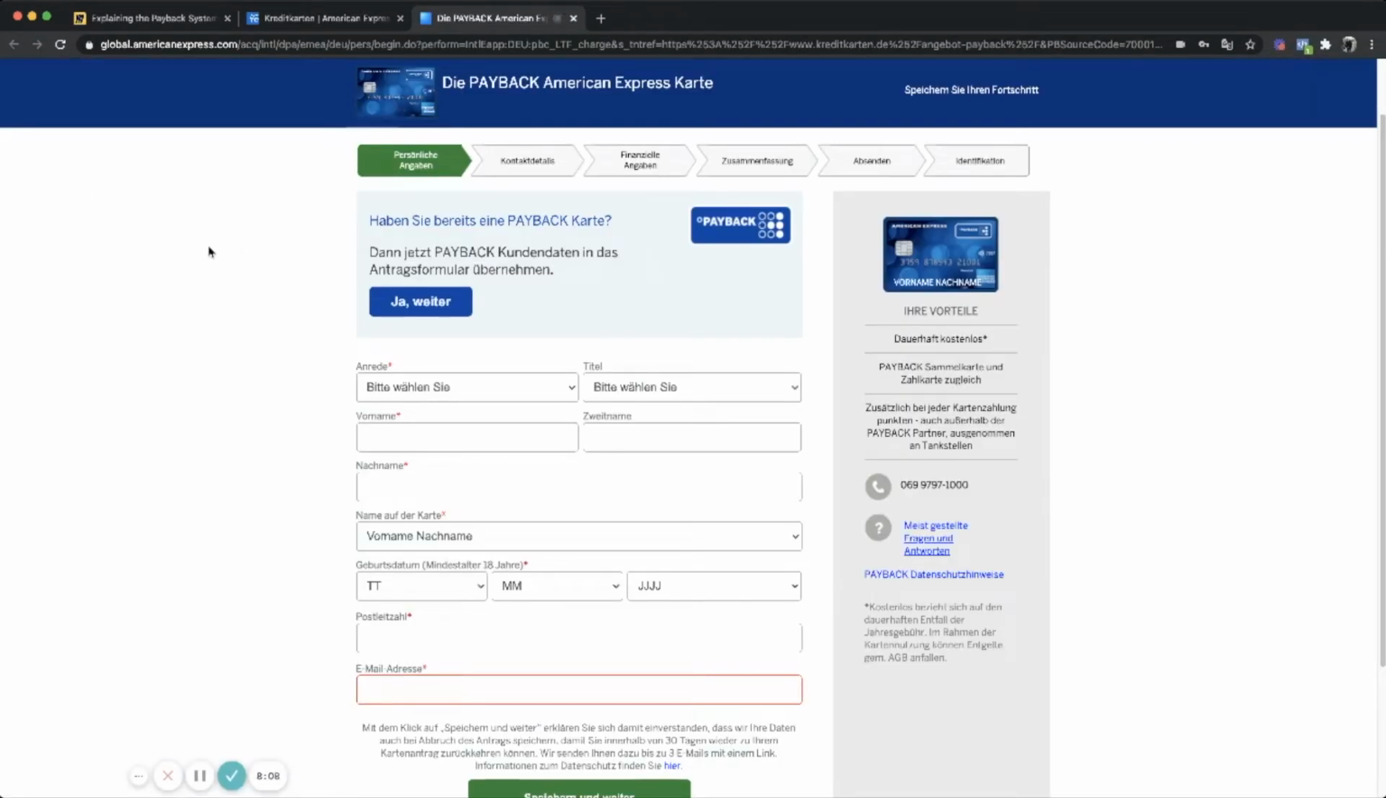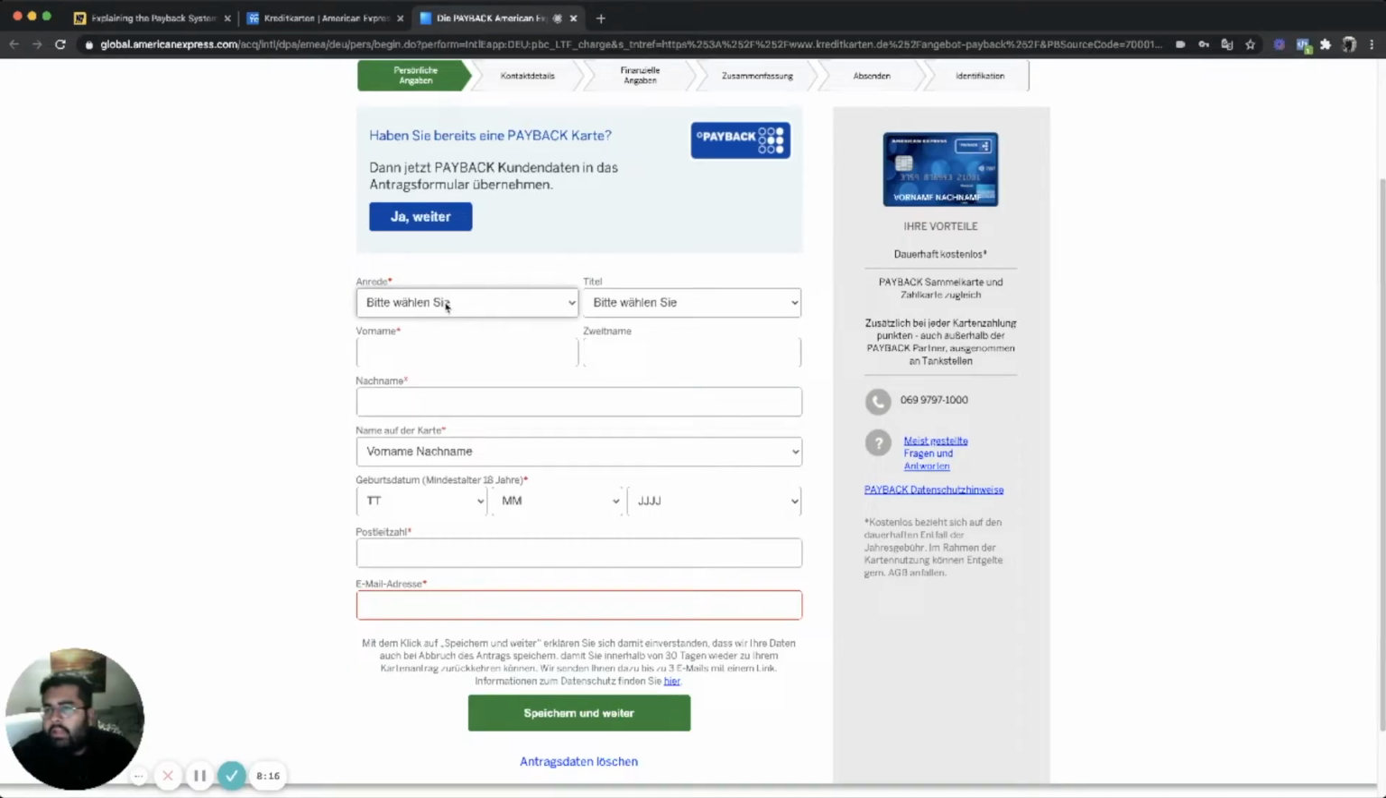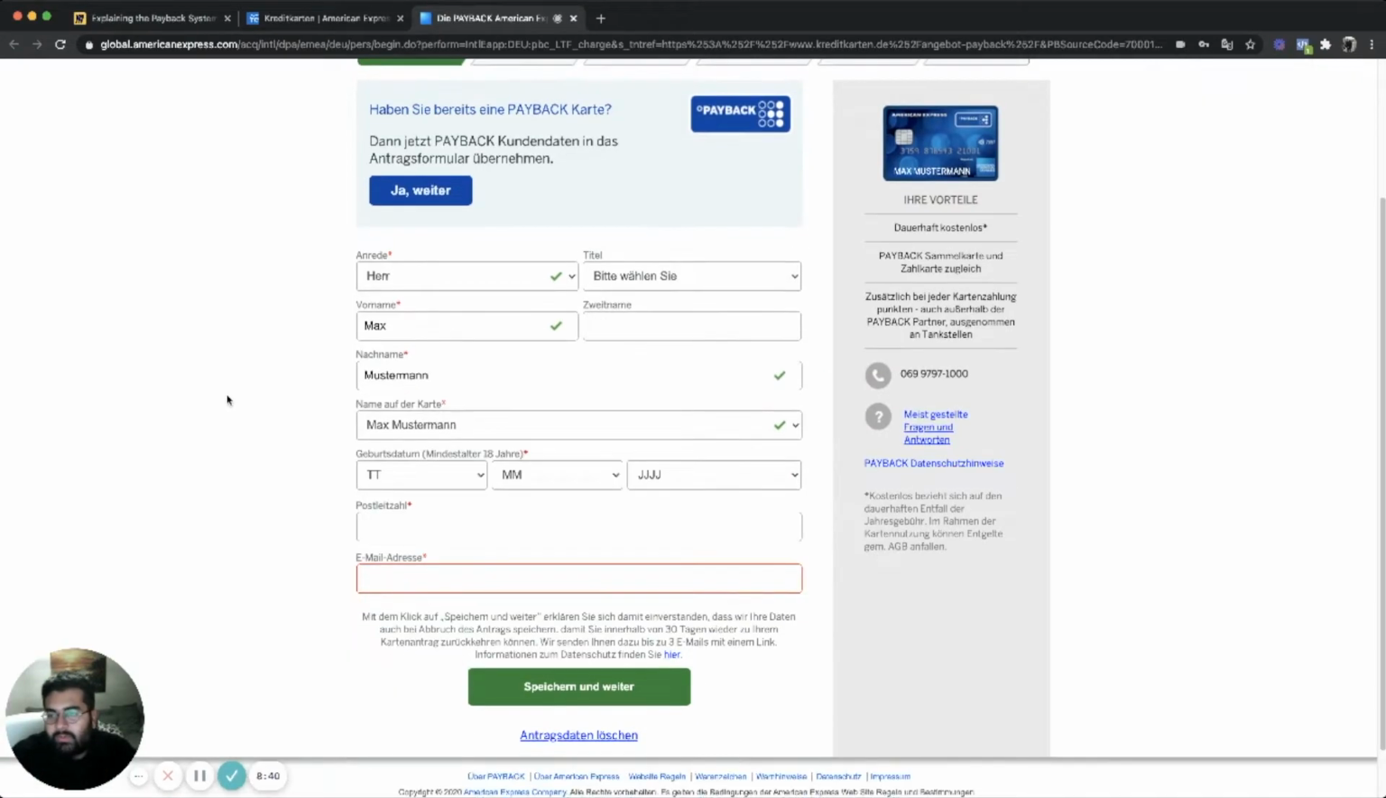So this is how the application form looks like. If you have some kind of payback card already, you can put this inside by clicking on Ja weiter. Then Anrede means, of course, Mr. or Miss, depending on who you are. Then if you have any kind of university title, you can put that inside. Then you can put the first name, let's say Max. Then you can put the Zweitname, in case you have something with a hyphen. Then the Nachname, so we put Mustermann. So this is a very standard John Doe that you use in Germany to take any kind of examples. Then birth date, you can also put that inside.